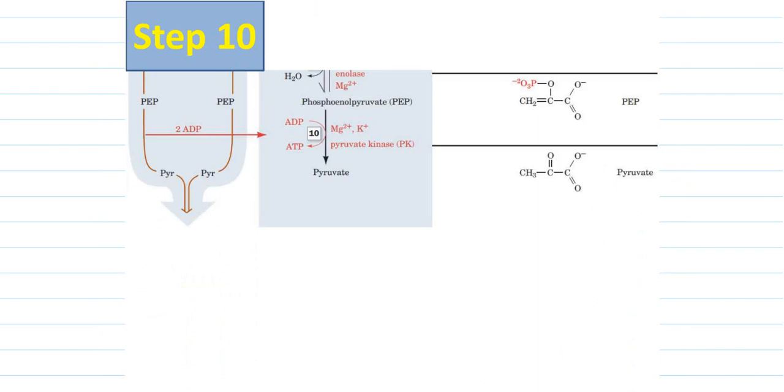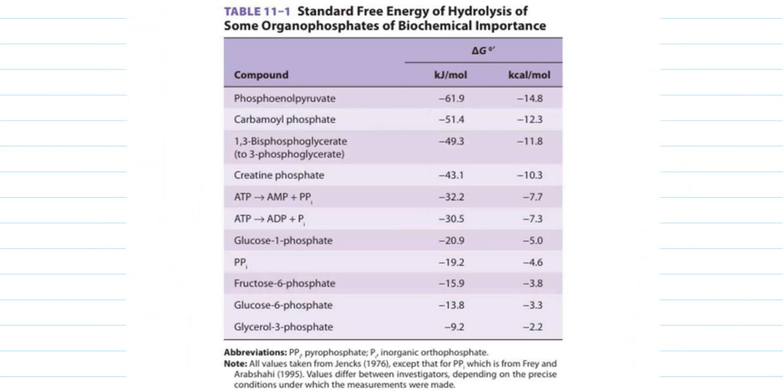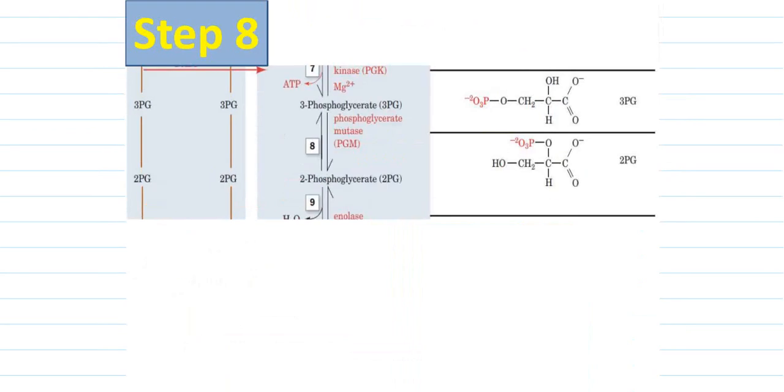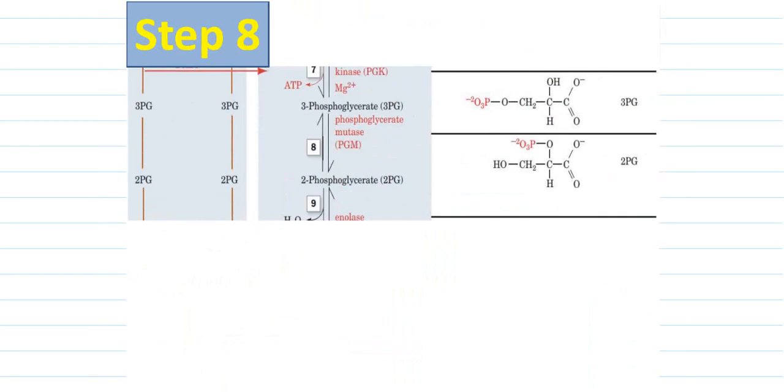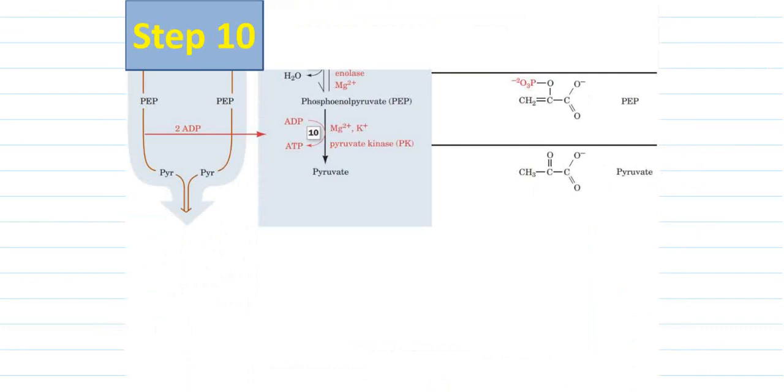In glycolysis, there are two steps involving substrate level phosphorylation: step 7 and step 10. Step 7 involves phosphoglycerate kinase, and step 10 is pyruvate kinase. So that was all about aerobic glycolysis. In the case of anaerobic glycolysis, this pyruvate would be converted to lactate with the help of the enzyme lactate dehydrogenase. Now let's move on to the irreversible steps of glycolysis.